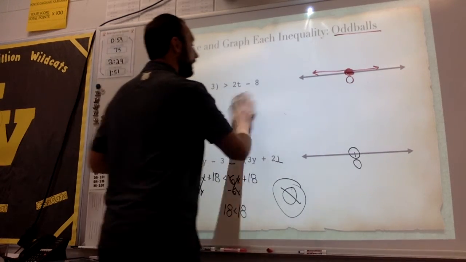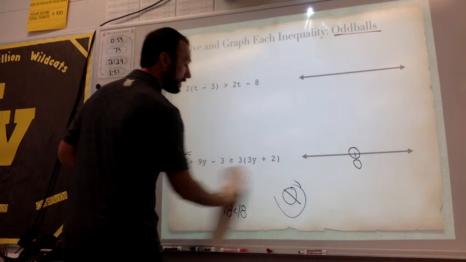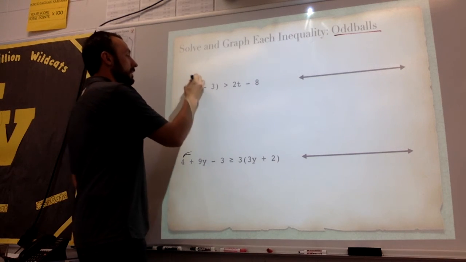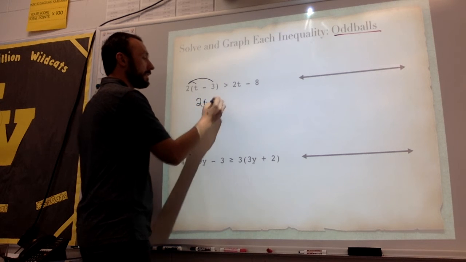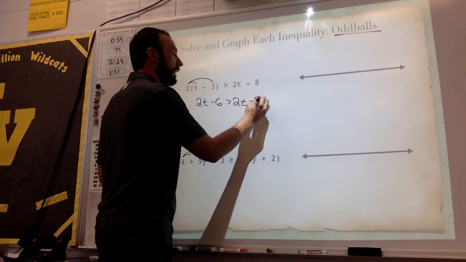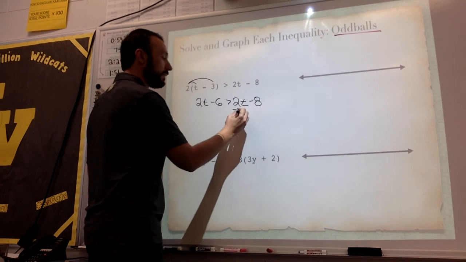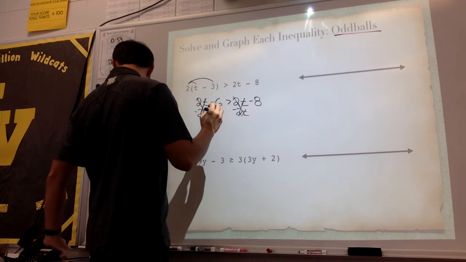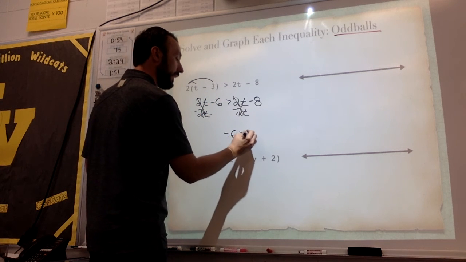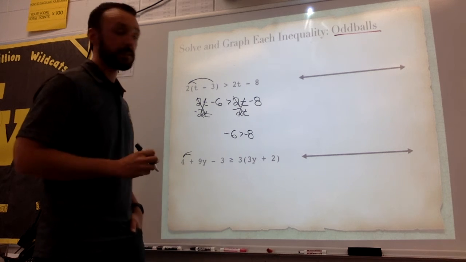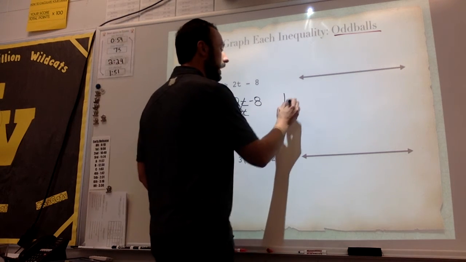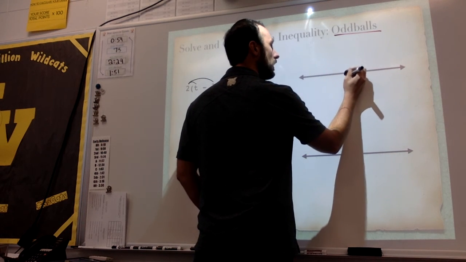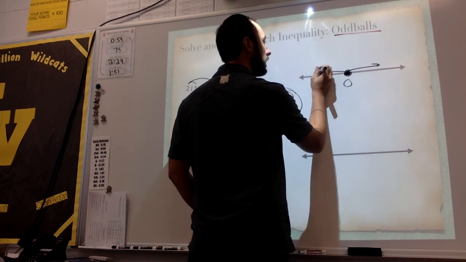On this top one, we have 2 times the quantity of t minus 3 is greater than 2t minus 8. So let's distribute. I'm left with 2t minus 6 is greater than 2t minus 8. Subtract 2t, subtract 2t. I'm left with negative 6 is greater than negative 8. Is that a true statement? Is negative 6 greater than negative 8? It is. So that'd be an all real numbers solution. So graph 0, fill it in, and have my graph going both ways.